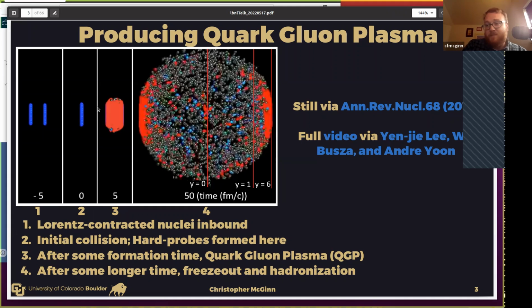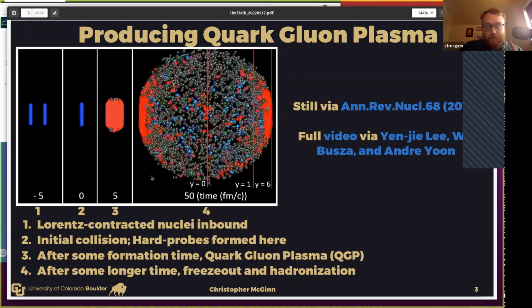The important time steps for my purposes are time steps 2 and 3, which I've highlighted here. The initial collision is when your hard probes occur, your photon-jet or your dijet pairs, your hard scatterings. And then after some formation time, we move to time step 3. This formation time is on the order of a fm/c, less than that. But after that formation time, we have a fully formed Quark-Gluon Plasma, a state of deconfined quarks and gluons with unscreened color charges able to induce the physics effects that I'm going to go over.